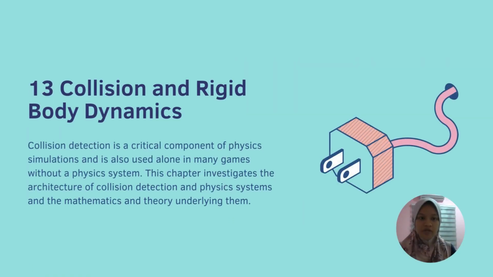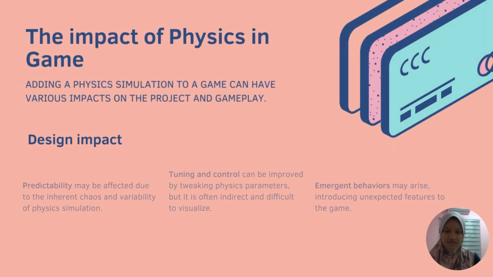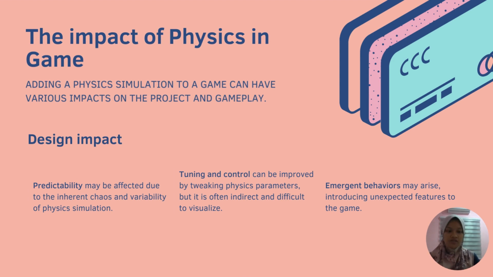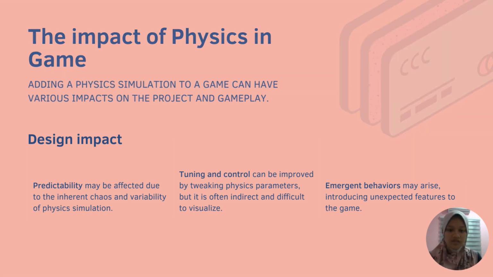So after talking about the animation, chapter 13 is talking about collision and rigid body dynamics. So it's basically about adding physics into the animations in the game. Adding physics in a game may have design impacts and engineering impacts. So first, design impacts: it will predictably be affected, and the tuning and control may improve by tweaking physics parameters, but it is often indirect and difficult to visualize, and emergent behavior may arise.